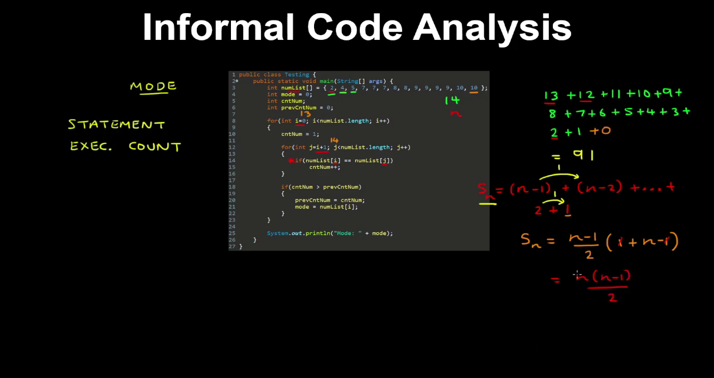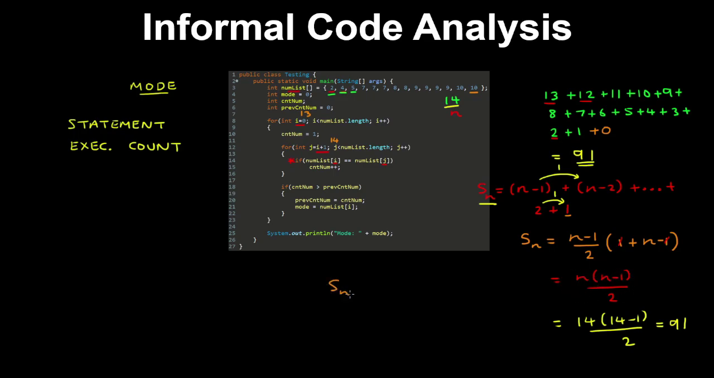So if we test this out for our list of numbers here, being 14, so we have 14 times (14 minus 1) on 2, which gives 91. And it's the same result that we got using our statement execution count. And in more advanced courses, this will lead to a more formal code analysis.